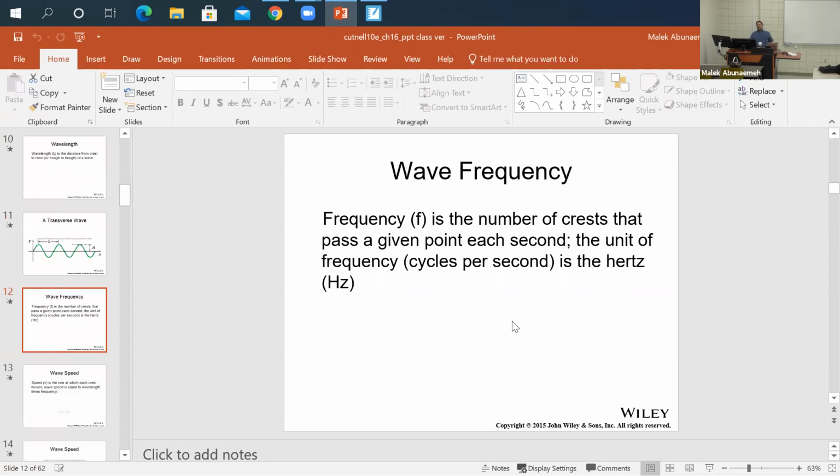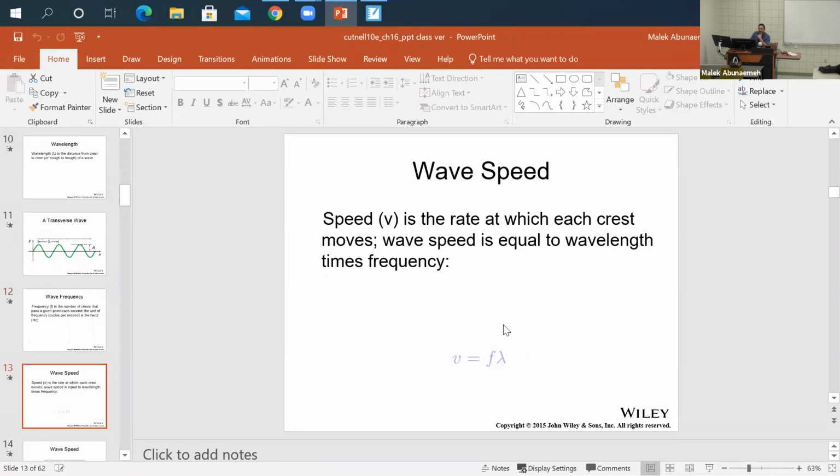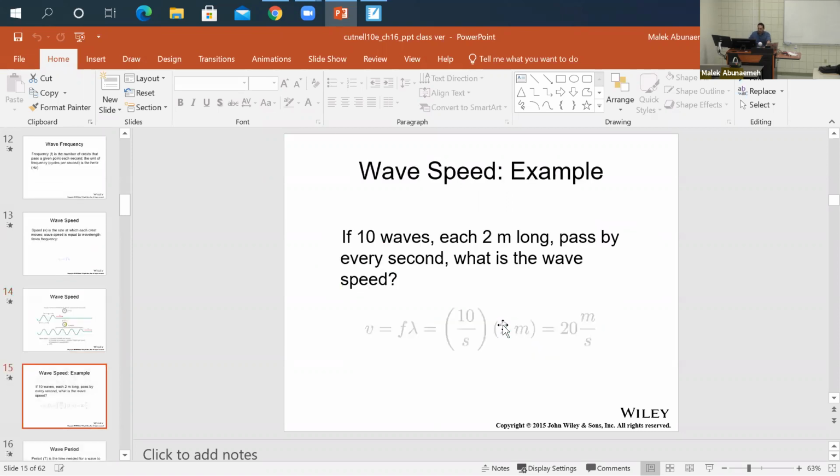So your wave frequency is the number of crests that pass a given point each second. The unit of the frequency is cycles per second, which we call hertz. Now, the speed at which the wave moves from crest to crest equals your frequency multiplied by lambda. We just showed that a little while ago. So the speed is going to equal the frequency multiplied by the wavelength. So let's say we have a question. If 10 waves 2 meters long pass by each second, what is the wave speed?